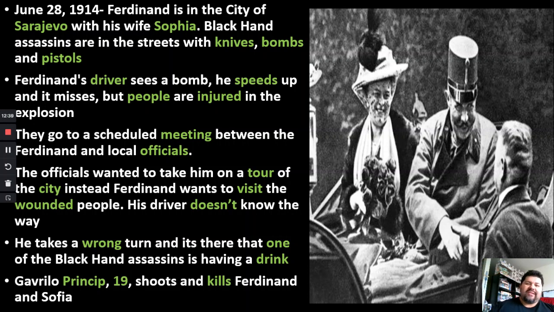So this kid, Gavrilo Princip, I believe I pronounced that last name right. He's only 19 years old. He goes towards Ferdinand, takes out his gun, and shoots him. He shoots and kills not only Ferdinand, but his wife Sophie. And this causes a chain reaction. And I'm going to show you exactly how that chain reaction went. As I've said in the past, this causes an echo in eternity.